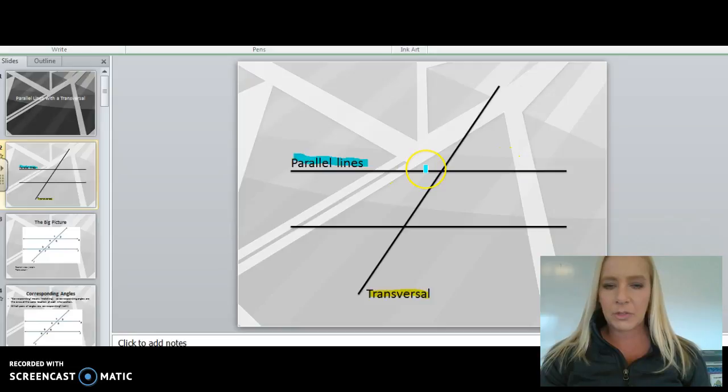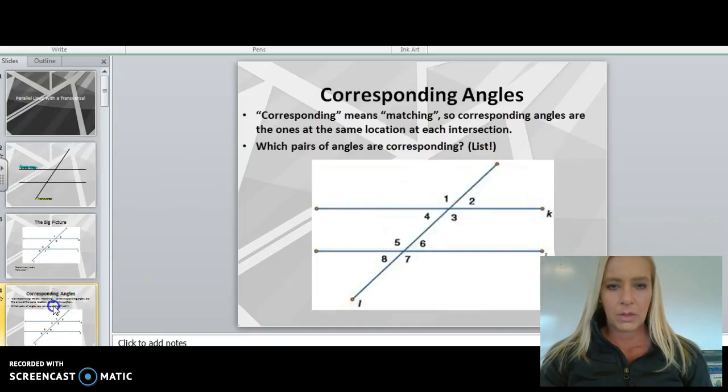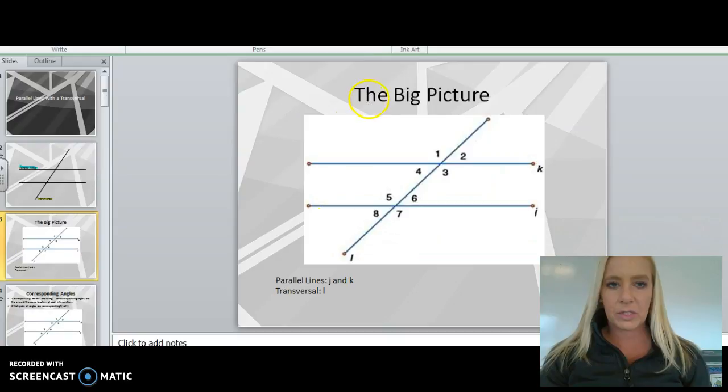Because these lines are parallel, there's a lot of different kinds of angles that are formed from it. The first thing that I want to focus on, again, are the parallel lines. So both J and K are parallel. And then L is our transversal. So again, a transversal cuts two parallel lines.